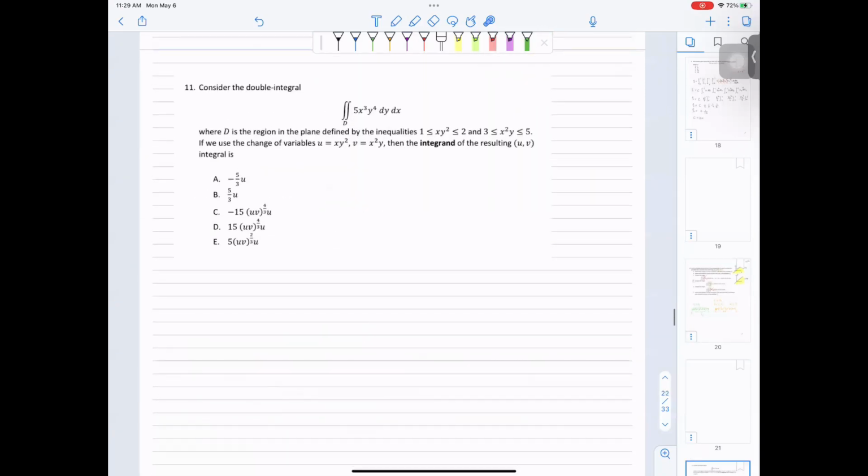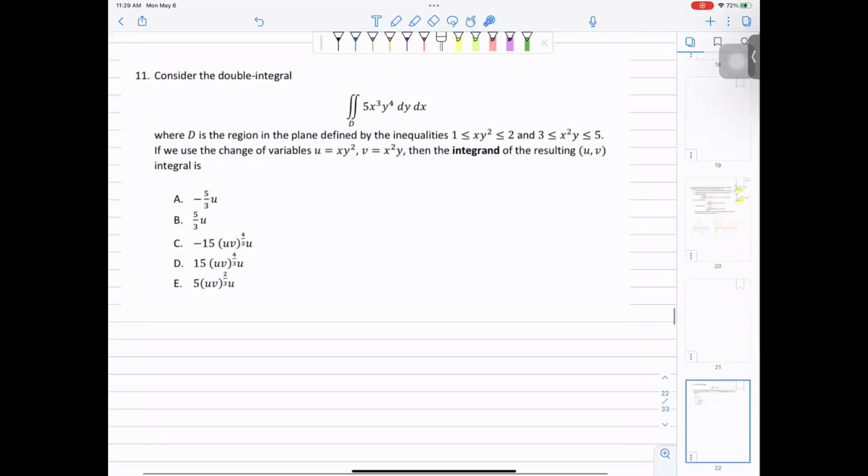Okay, 11, consider the double integral where D is the region defined by that plane. If we use a change of variables, then the integrand is what? So here they're asking us to rewrite the integrand in terms of u's and v's. Can we do that? Well, let's look at the choices. So the way I would do this is honestly just to test each one.